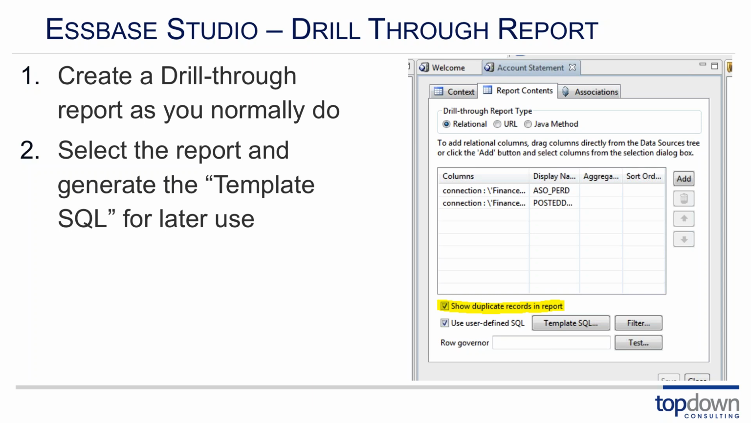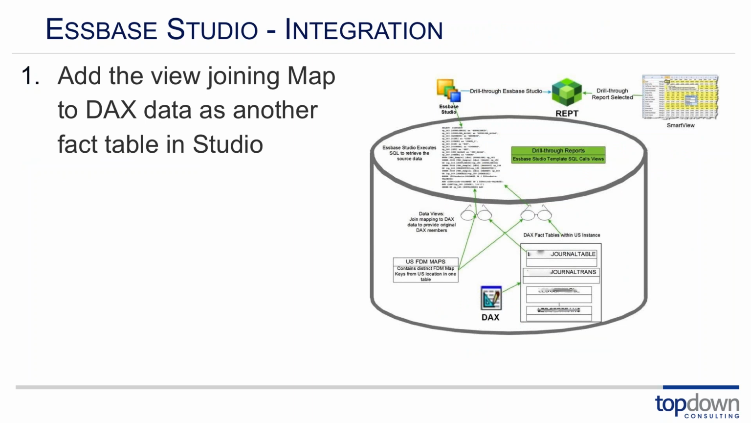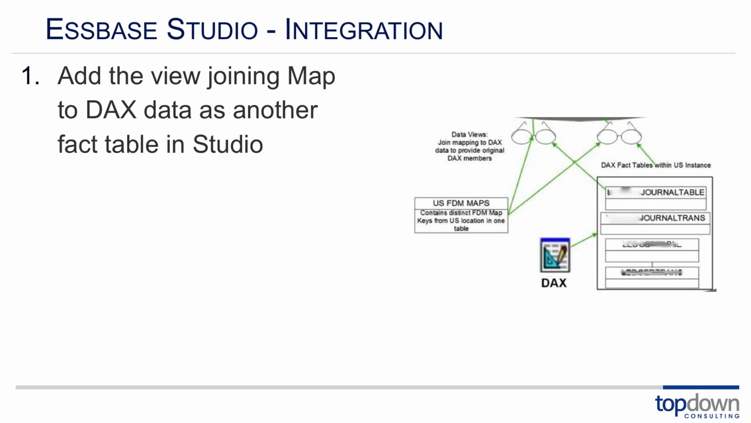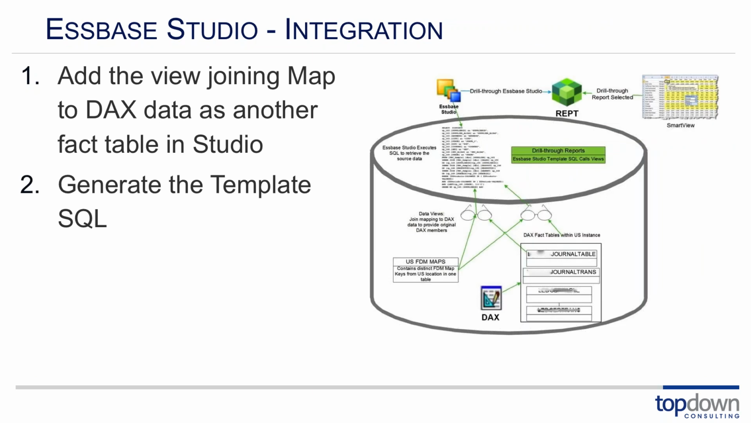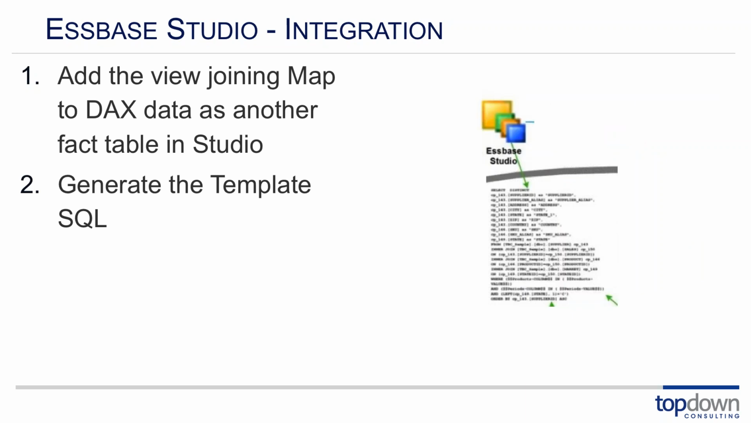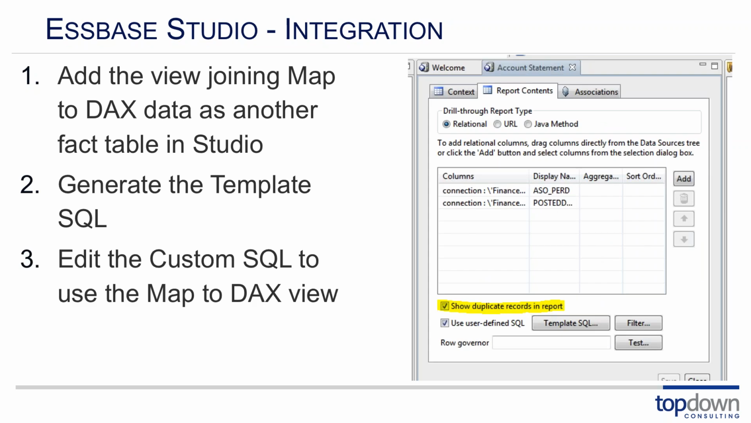And here's where you take that view that joins the map and DAX data together. You add it in as an additional fact table within Studio, so that it is included in the template SQL, and it shows up as one of the items that you can include while you're building your SQL statements that you're later going to put back in place of this template SQL. It becomes your custom SQL. So you generate your template SQL out of Essbase Studio, and I'm not even attempting to show you the details of what it looks like in the slide. You're going to edit the custom SQL to use this map to the DAX mapping view, if you will.